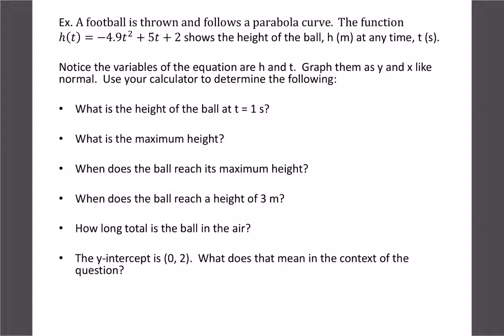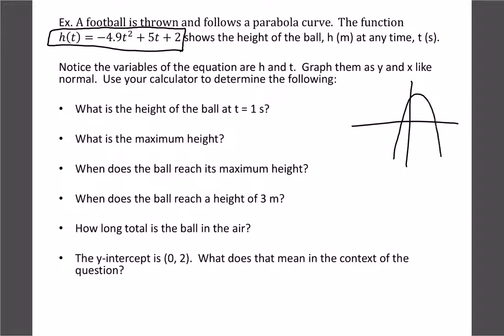Okay, so here's our first example. We've got a football that's being thrown up in the air. They give you the equation, so what we want to do is type that in as y equals. On your calculator, put in negative 4.9 x squared plus 5x. Oops, I'm having trouble with my calculator. Okay, so put that in your calculator, graph it. We end up getting a graph that looks something like that.